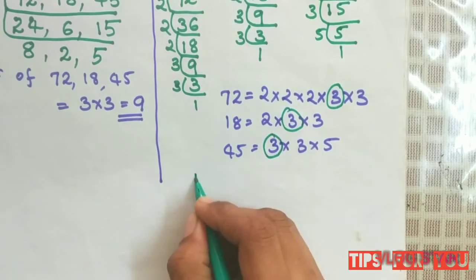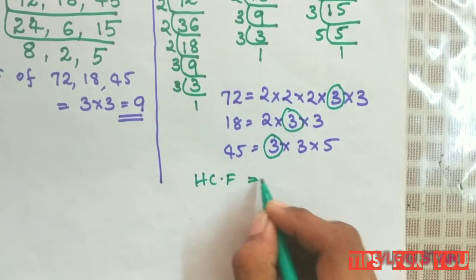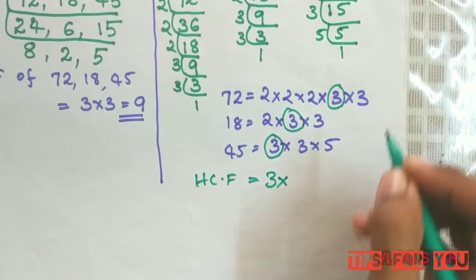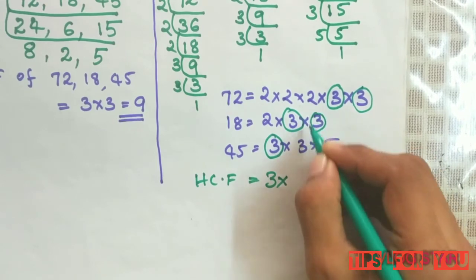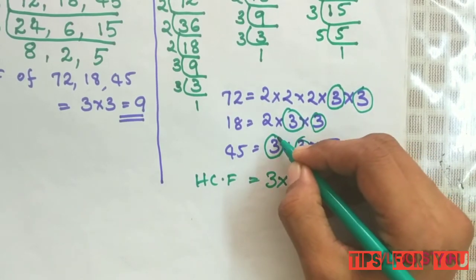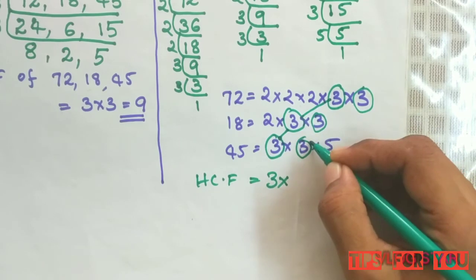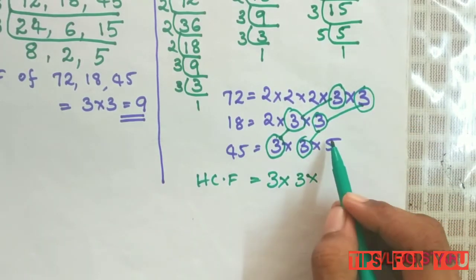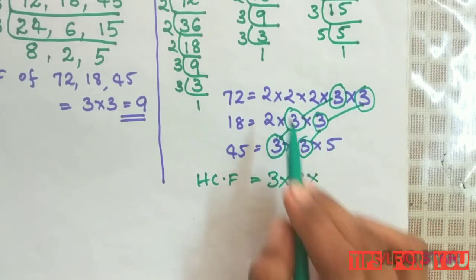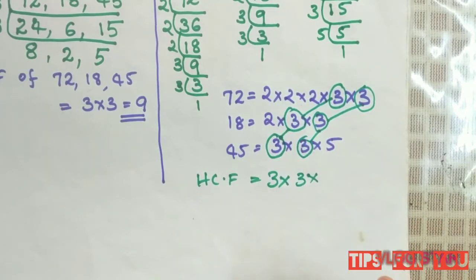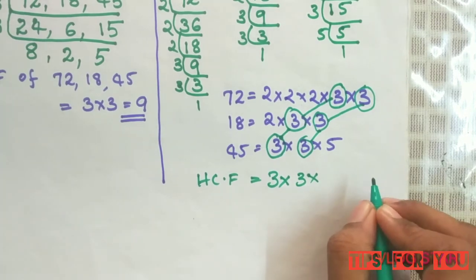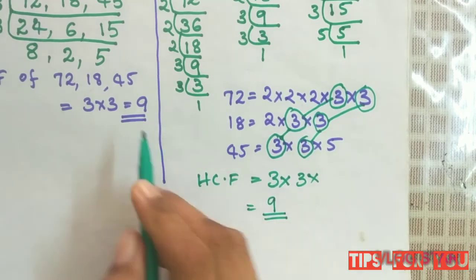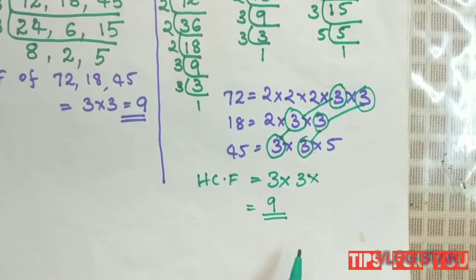So HCF is equal to 3 into. Is there any other number common? Look, again 3 is there in all of them. We will take these 3 as one, so 3 into 3. Is there any other number? No. 5 is not common in all three. 2 is also not common in all the numbers. So nothing more is to be multiplied. So we get the HCF as 9. See, we have got the HCF as 9 in both methods.